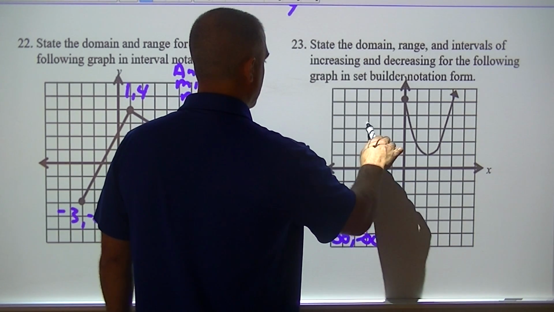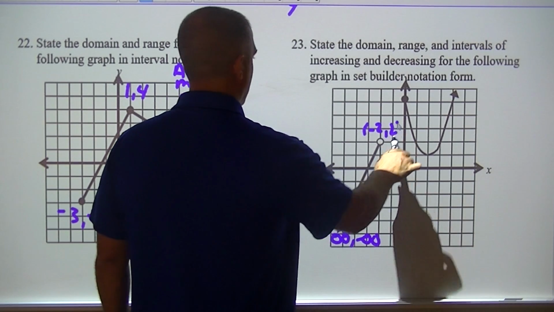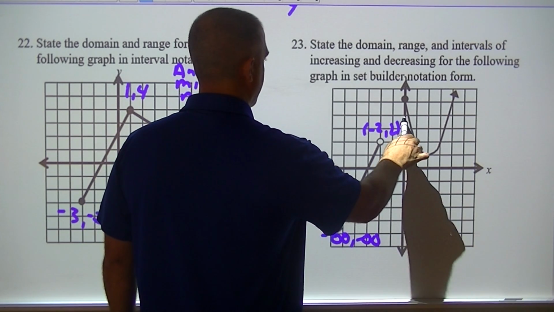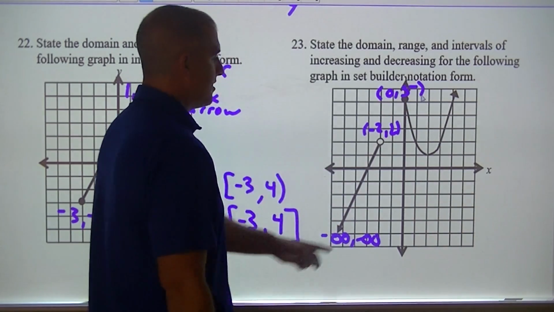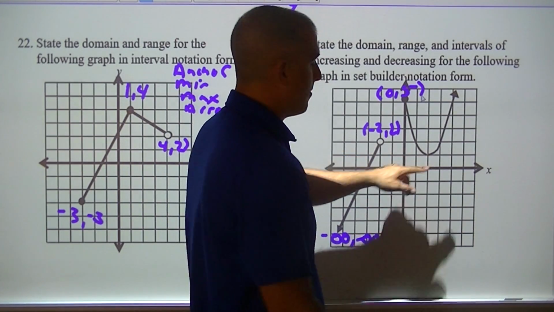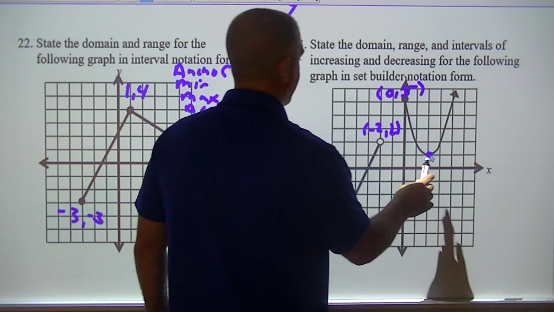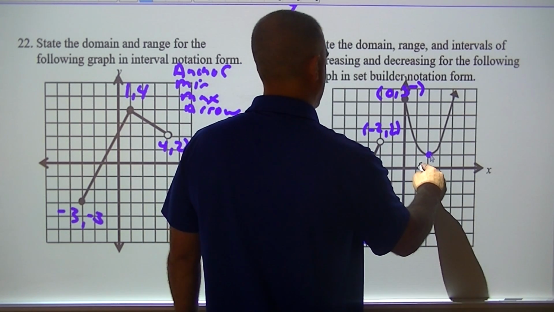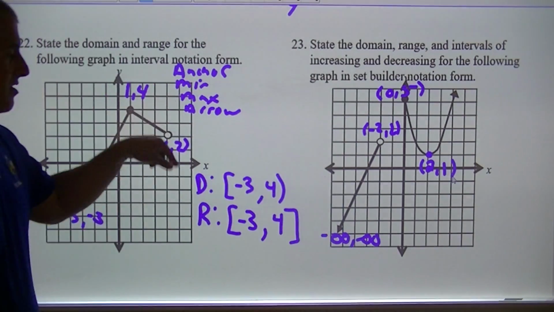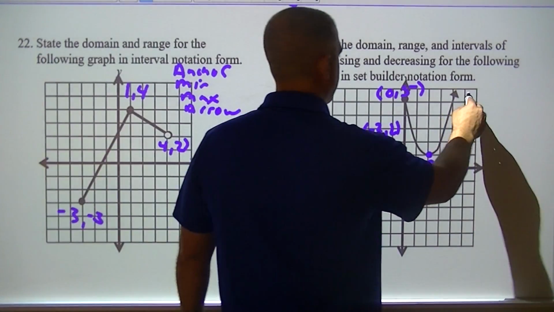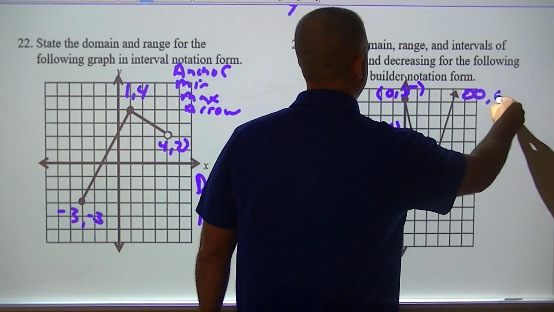This is (-2, 2). All right, this is 1, 2, 3, 4, 5, (0, 5). Now, where most people make their mistake, you have to label this minimum point. You have to label that. That's going to be (2, 1). Most people forget that point. They don't label that. This one would be infinity, infinity.